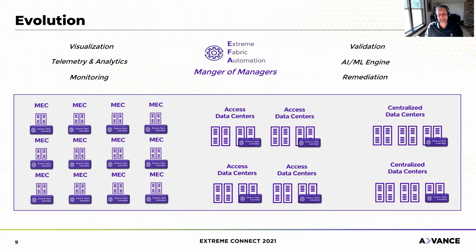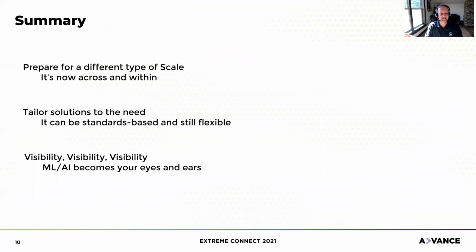So we're in exciting times. I think you will see this evolution happening. It's really not if, it's when, and it's really how big and how fast. So these are the things that we want to make sure we have an infrastructure that is ready to support. So in summary, we need to prepare for a different type of scale. We still have the scalability within the data center, still very important. We're moving from 10 to 25 to 100 to 400 to 800 and beyond. So within the data center, very important, but now it's also across.